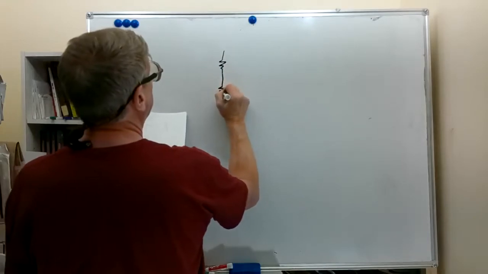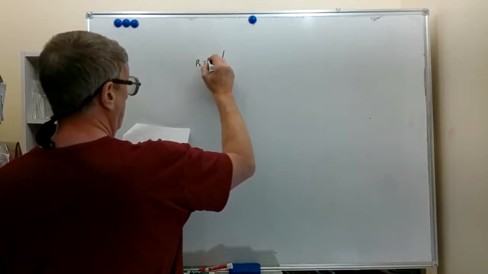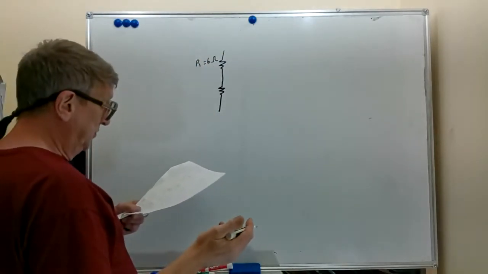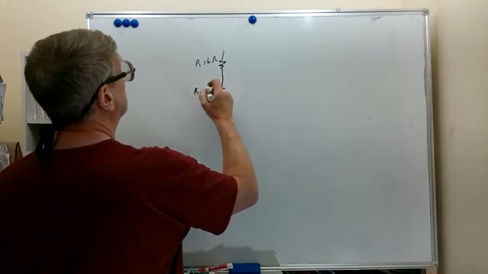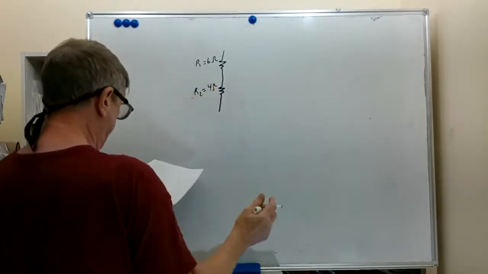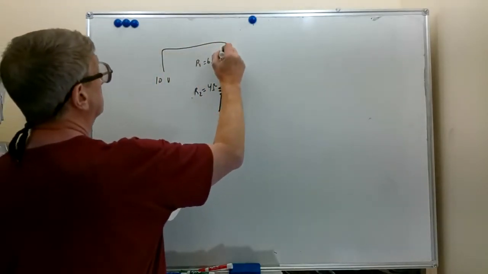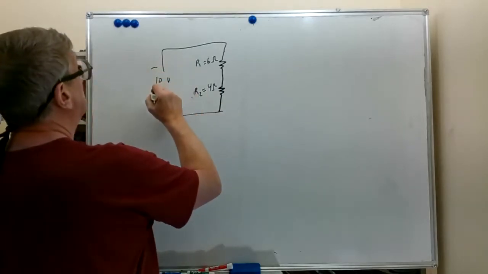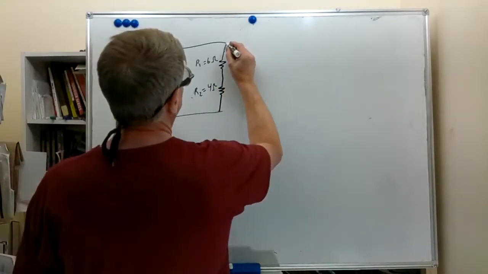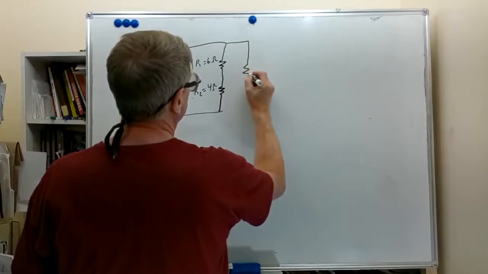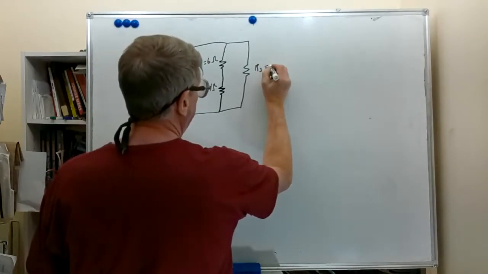We have two resistors in series, which we'll call R1, 6 ohms, and R2, which is 4 ohms. Then we're going to run this on a 10 volt supply, 10 volts, minus plus. Now we have another parallel branch. This is R3, we'll call that, and it's 5 ohms.